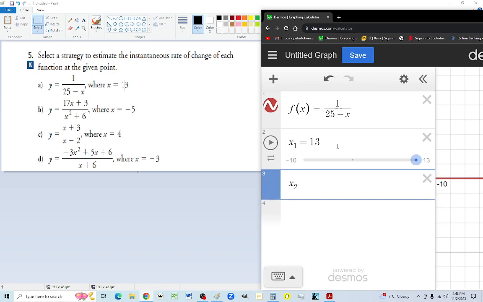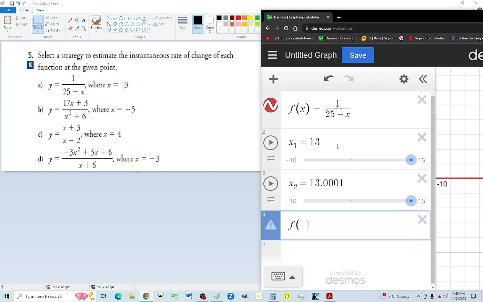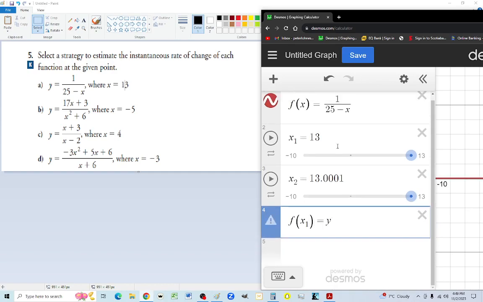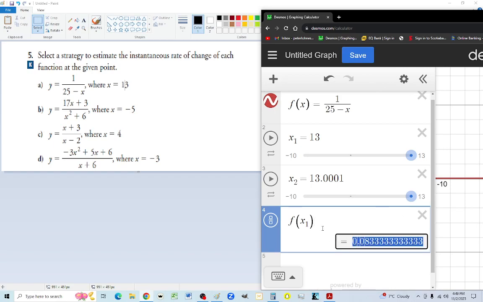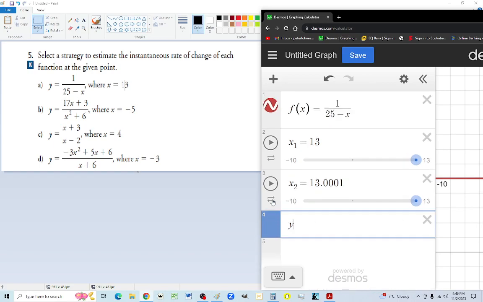x2 is just going to be a number plus that 13, like this. We're just going to use a simple one, 3 zeros. Okay? So that's just to the right of 13. F of x1 is going to be what we call y1. So if I can just figure out what it is, I can just make that my y1.